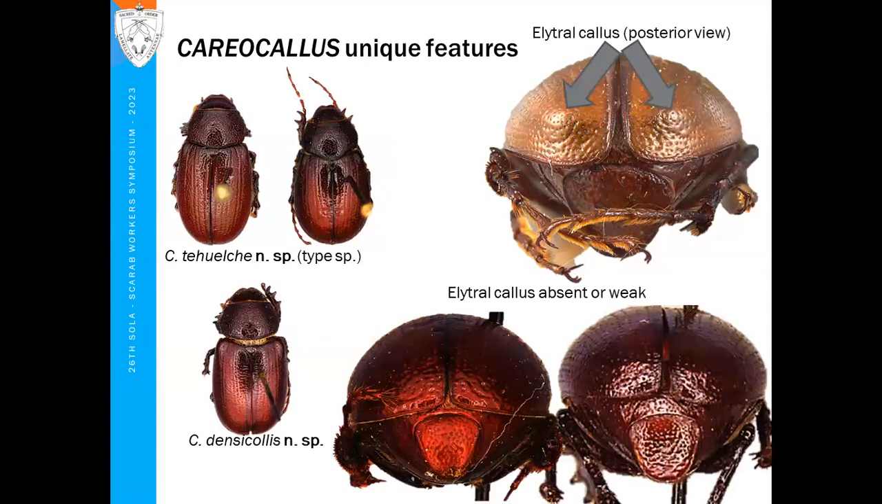The main trait that names the genus Caryocalus: Caryo means poor in Latin, and callus refers to the elytral callus. It's a very common trait among the Diplotaxini, and it is missing, or almost so, in the species of Caryocalus.